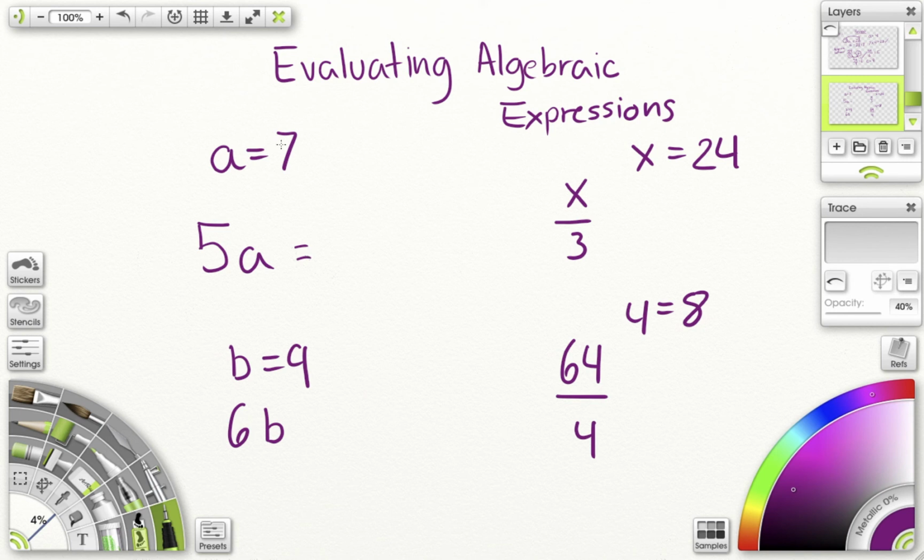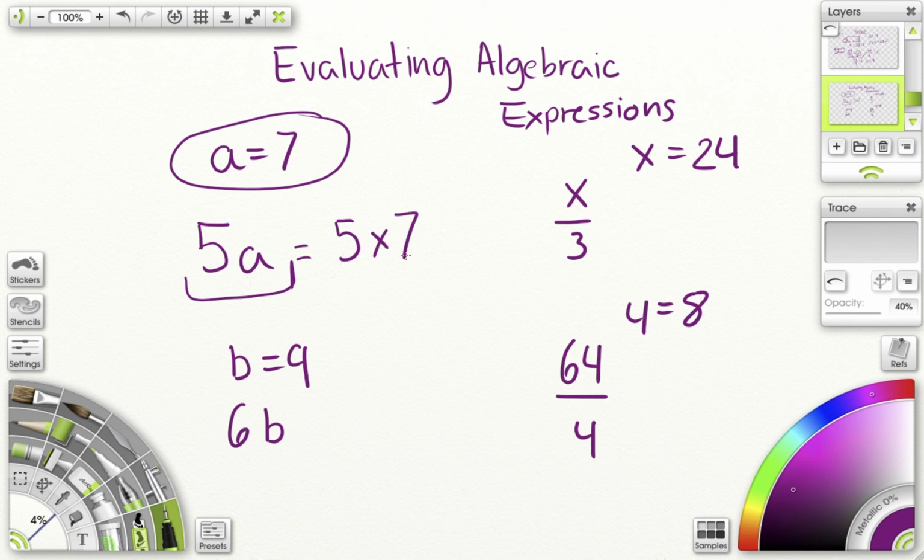This time, our value is given to us. A is equal to 7 in this case. So how you figure out these problems is very simple. All you do is take 5, and we know A is equal to 7. We know that 5A is a multiplication problem. It just doesn't have a multiplication symbol there. So we just do 5 times, because we put in our multiplication symbol, times 7. So what we're doing is we're basically plugging in our number and we're figuring out what the answer is. And that's all it is.